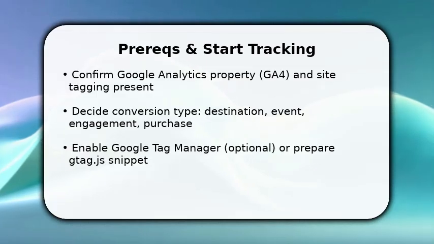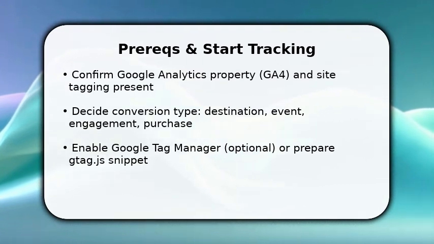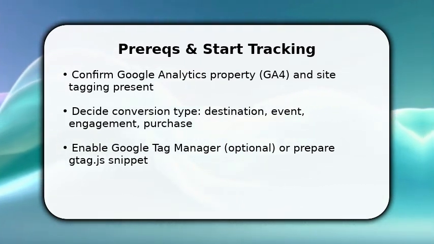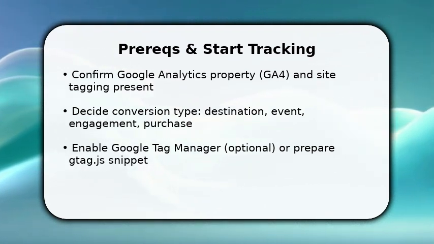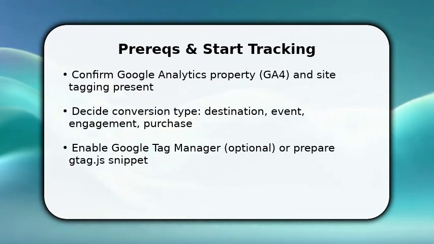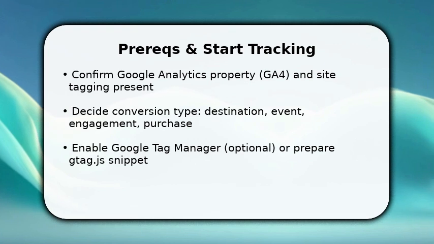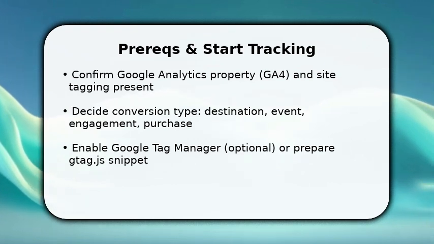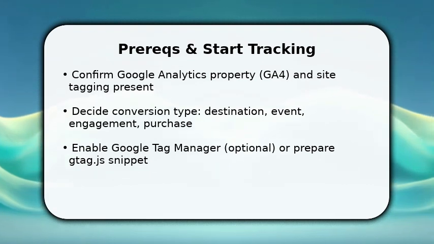You'll begin by verifying prerequisites and taking the first actionable steps. Confirm you have a GA4 property and that your site is tagged. This is foundational. Next, decide what counts as a conversion, an event, a form completion, or a purchase, because setup depends on that choice. If you use Google Tag Manager, open the container now, otherwise locate your G-tag.js snippet. Once done, create or identify the event name you'll track so you can map it into analytics.